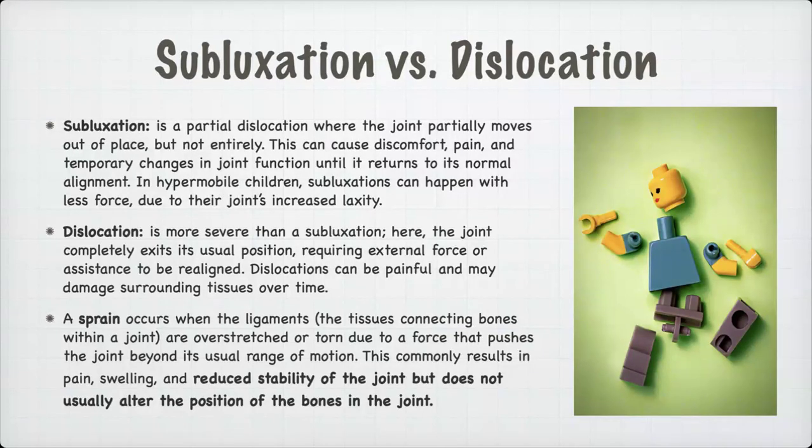Dislocation is more severe than subluxation. Here, the joint completely exits its usual position, requiring an external force or assistance to be realigned. Dislocations can be painful and may damage surrounding tissues over time. A sprain occurs when the ligaments, so the soft tissue connecting bones within a joint, are overstretched or torn due to a force that pushes the joint beyond its usual range of motion. This commonly results in pain, swelling, reduced stability, but does not usually alter the position of the bones in the joint. And it commonly occurs also along with fractures.